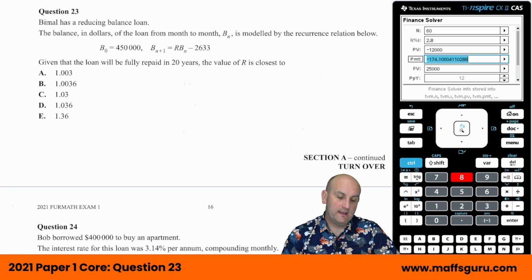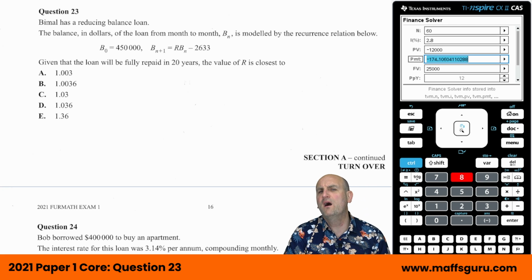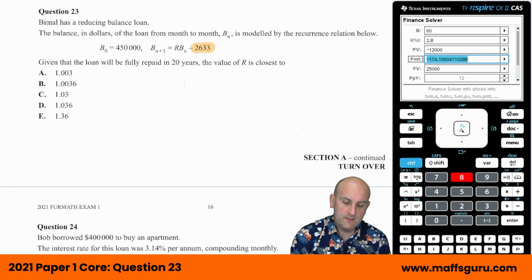BL has a reducing balance loan. The balance in dollars of the loan from month to month, BN, is modeled by the recurrence relationship there. Given that the loan will be fully repaid in 20 years. Again, I like this question because you're like, is this a financial solver question? And actually it turns out it really is. Here is my payment. Here is my initial value.